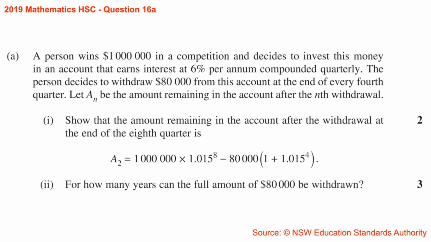Part 1. Show that the amount remaining in the account after the withdrawal at the end of the 8th quarter is A2 equals 1 million multiplied by 1.015 to the power of 8 minus 80,000 multiplied by 1 plus 1.015 to the power of 4.